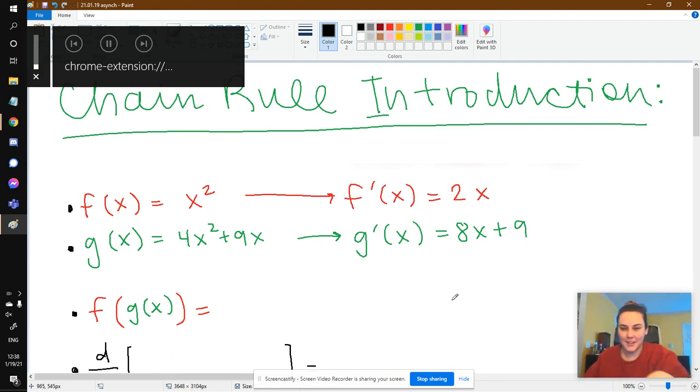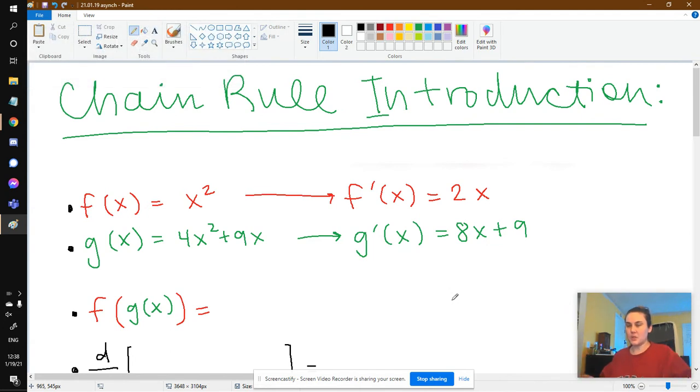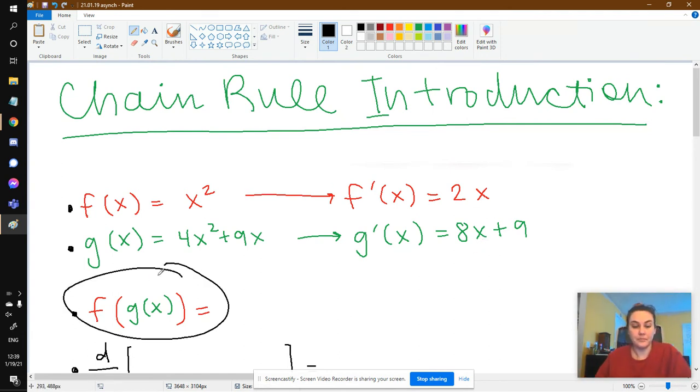We're back at it again, calculus. Let's introduce the chain rule. So we've done the product rule, which is when two functions are multiplied together. We've done the quotient rule, which is when two functions are divided, right? We're now going to investigate the chain rule, which is when two functions are composed. So let's talk about what that means and what's going on here.